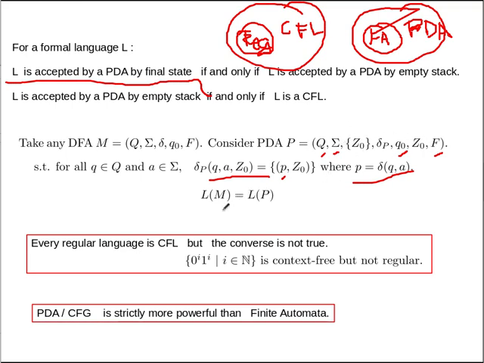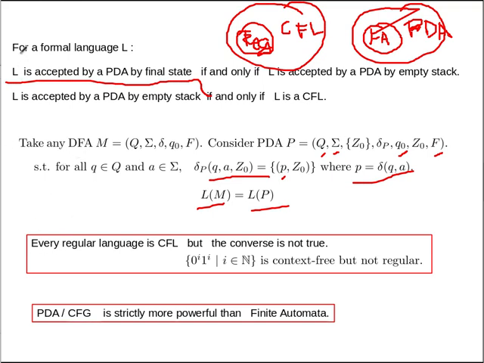Okay. So you see that in this case the language accepted by the DFA is the same as the language accepted by the PDA. So this shows that any FA can be simulated by a PDA. That means any regular language can also be accepted by a PDA. And since the language accepted by a PDA is essentially a context-free language, this means that every regular language is a CFL.